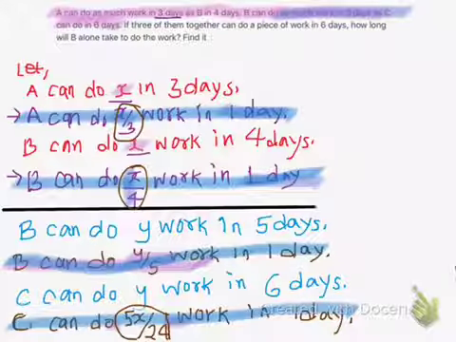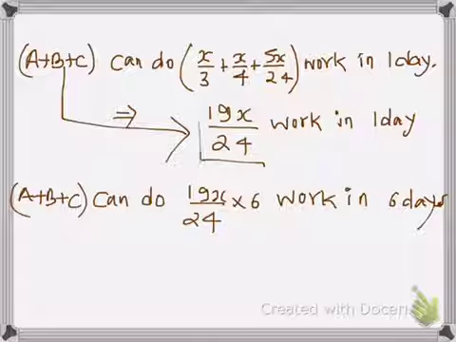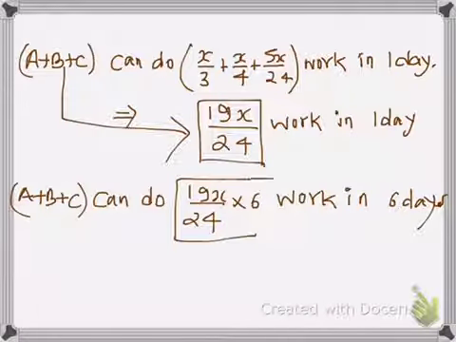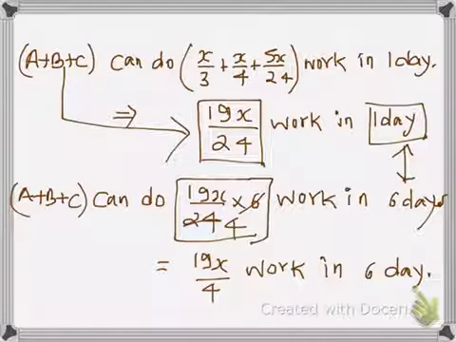Now let's look at the question. If the 3 of them together can do a piece of work in 6 days, let's try to solve how much work they can do in 6 days. Here I've multiplied the above work by 6 in order to get the work A plus B plus C can do in 6 days. It means that they can do more work in 6 days compared to what they can do in 1 day. This solving gives 19x by 4.